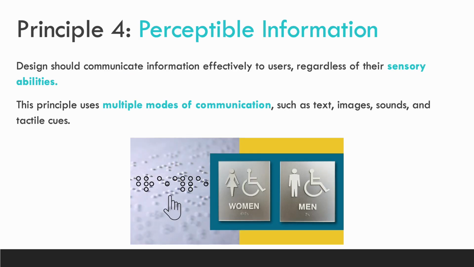Principle number 4 is perceptible information. Design should communicate information effectively to users, regardless of their sensory abilities. This principle uses multiple modes of communication, such as text, images, sounds, and tactile cues. For example, for the tactile ways, it would be using braille on the signage for the rooms, floor directories, restroom signs, and elevator buttons.